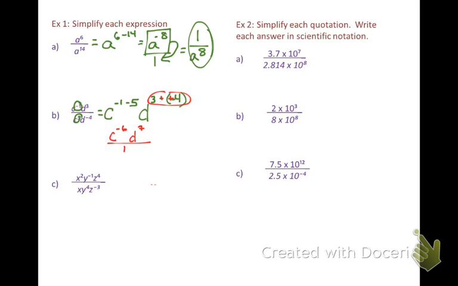And then I put it over 1. That's a negative exponent, so you can't have it negative, so I need to bring it down. So now it's going to be d to the 7th over c to the 6th. And there's your answer.